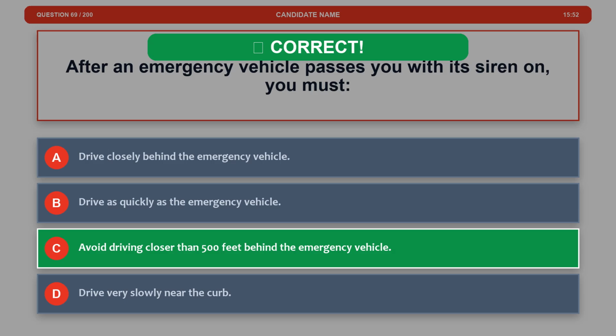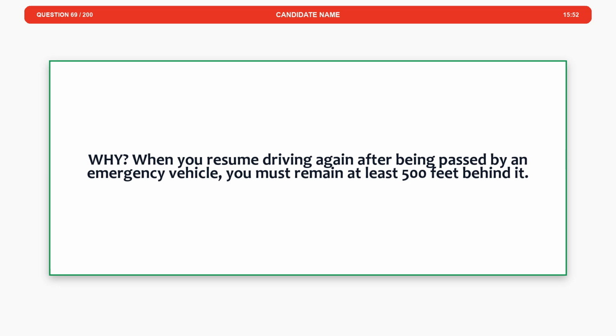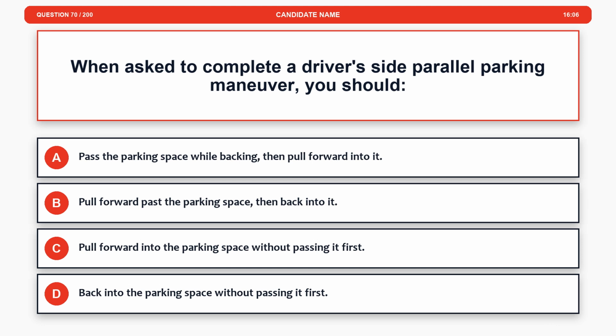The correct answer is option C. Avoid driving closer than 500 feet behind the emergency vehicle. Explanation. When you resume driving again after being passed by an emergency vehicle, you must remain at least 500 feet behind it. Question 70. When asked to complete a driver's side parallel parking maneuver, you should.